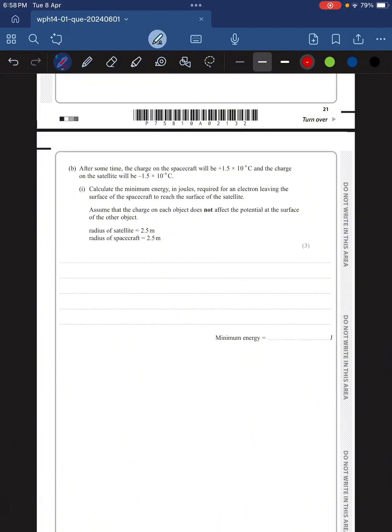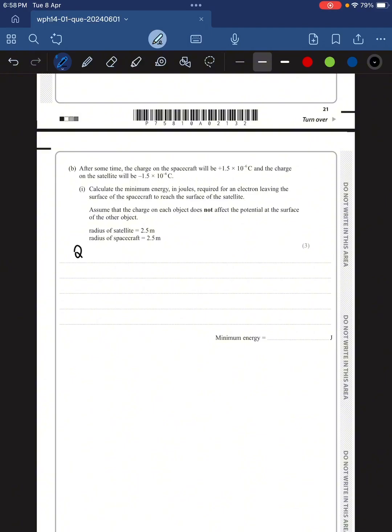Part B. After some time, the charge on the spacecraft will be 1.5 times 10 to the negative 6 coulombs, and the charge on the satellite will be minus 1.5 times 10 to the negative 6 coulombs. Calculate the minimum energy in joules required for an electron leaving the surface of the spacecraft to reach the surface of the satellite. Assume that the charge on each object does not affect the potential at the surface of the other object, and the radius of both is 2.5 meters.